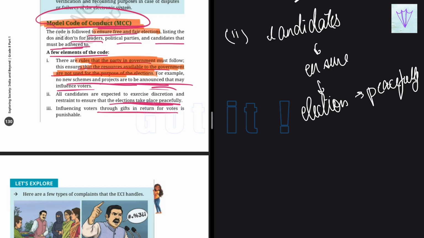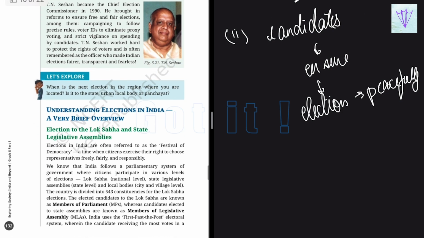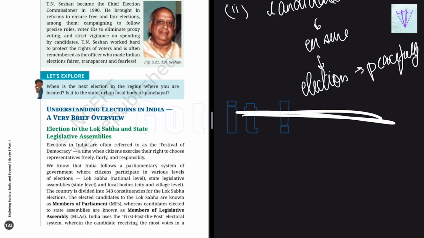Influencing voters through gifts in return for the votes is punishable. So they should not influence the voters through gifts. They have to say how they are going to rule, what their schemes are, what they are promising to the people, but they must not give gifts in return for votes. Money or any other things by such means shouldn't be given to the people. It will influence the voters, and this is a negative influence on people. People have to vote by seeing how you're going to rule or how the nation is going to go under your rule. It should not be that you're giving some gifts for them to vote in return. So these are some of the rules in the Model Code of Conduct, the basic rules.